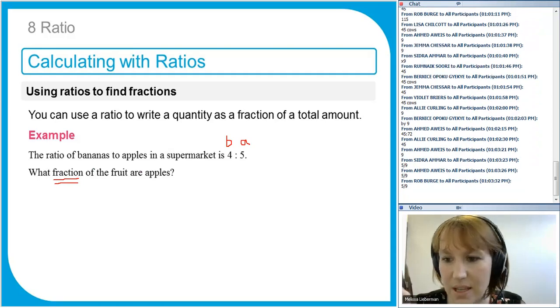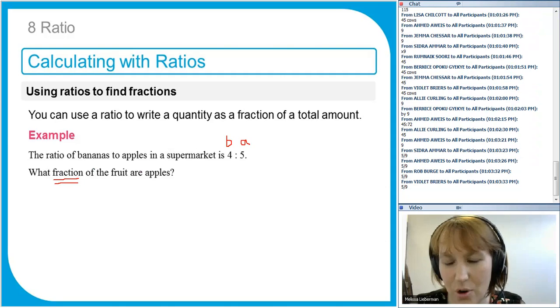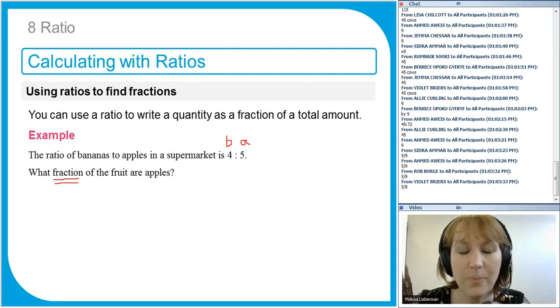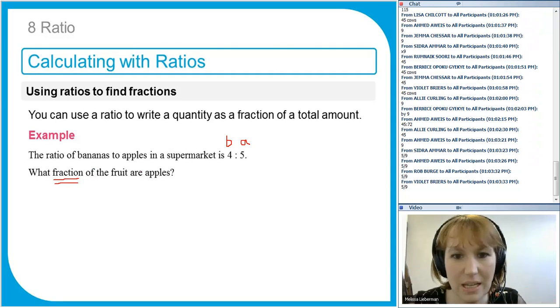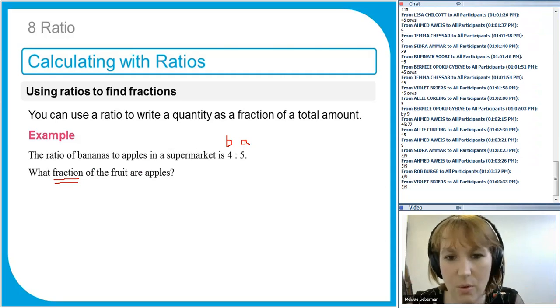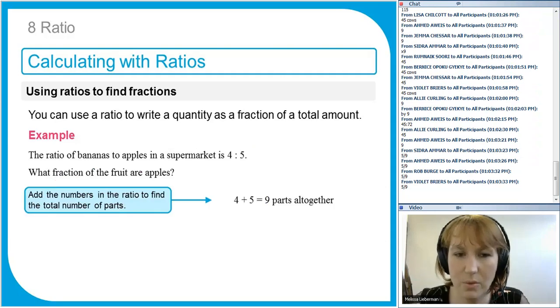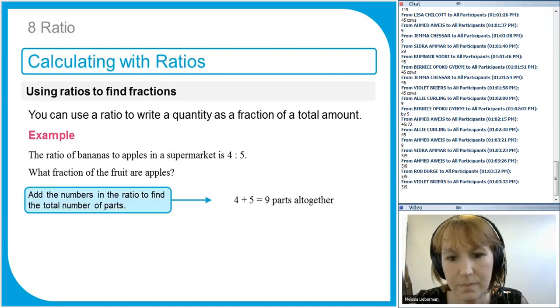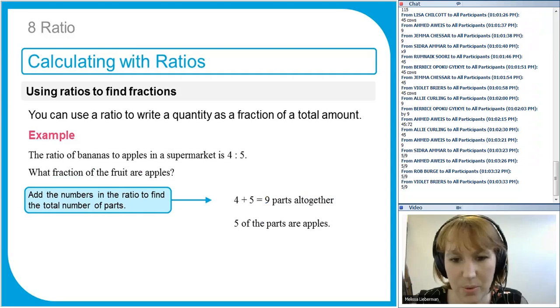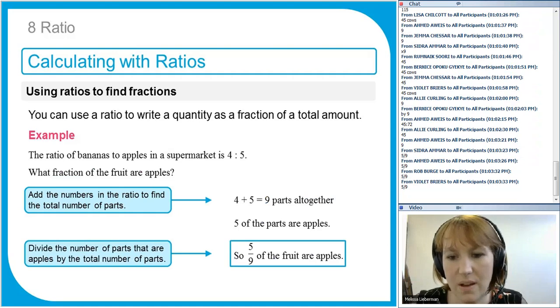Thank you, Sidra, Ahmed, Violet, Rob, all getting it right. And 5. So 5 apples out of 9 fruits altogether. So the fraction I want, actually, don't make the mistake of writing 5 out of 4 or 4 out of 9. You need to add the two numbers together to get the total amount. So there's 9 parts altogether. And 5 of the parts are apples. So 5/9 of the fruit are apples. Happy with that? Okay.